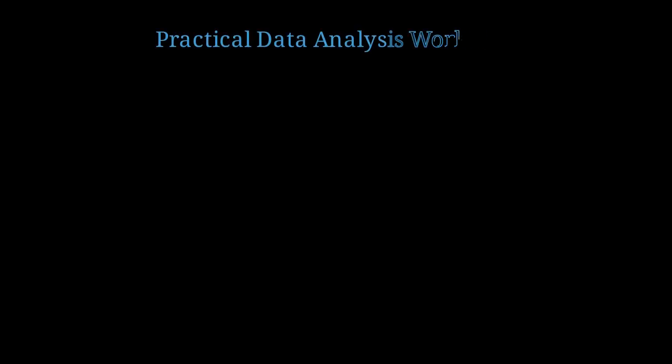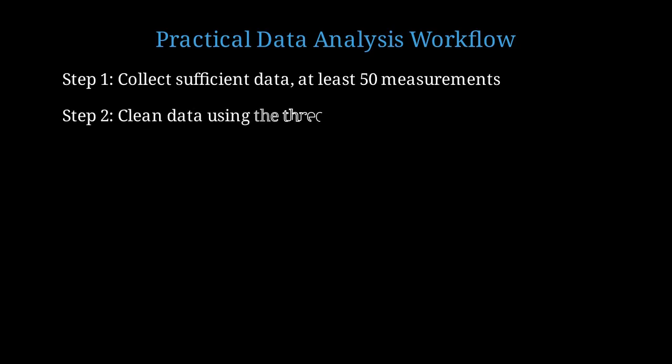Let me give you a practical workflow you can use for any experiment where you're trying to determine if a quantity is quantized. This is your step-by-step guide. Step 1. Collect enough data. For a robust statistical analysis, you need at least 50 measurements, preferably more. 1 or 2 measurements tell you almost nothing. Statistics requires volume. Step 2. Clean your data systematically. Apply the 3 sigma rule.